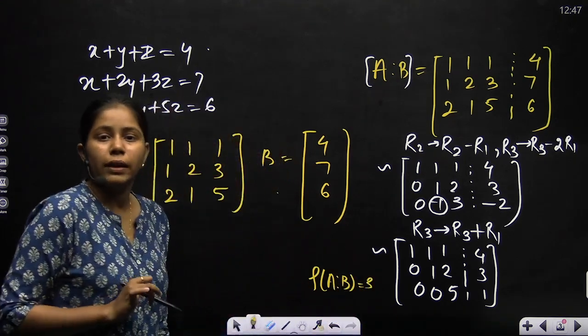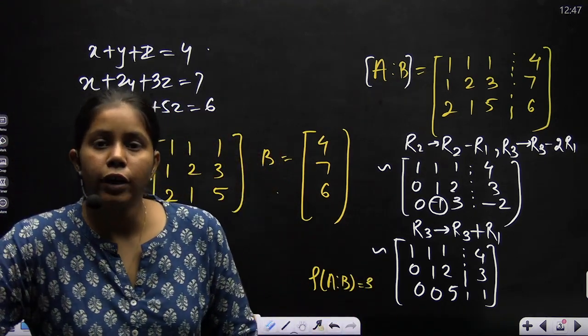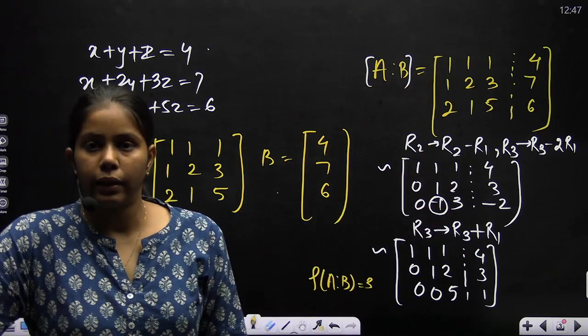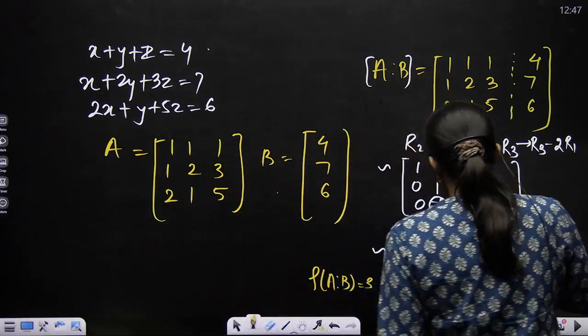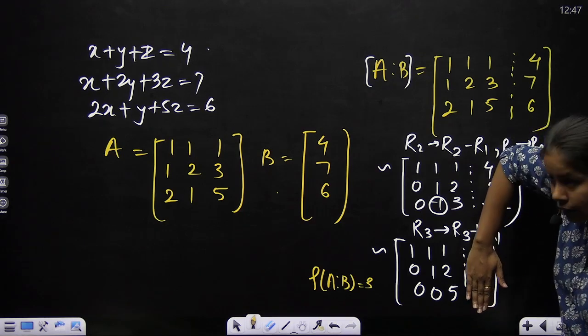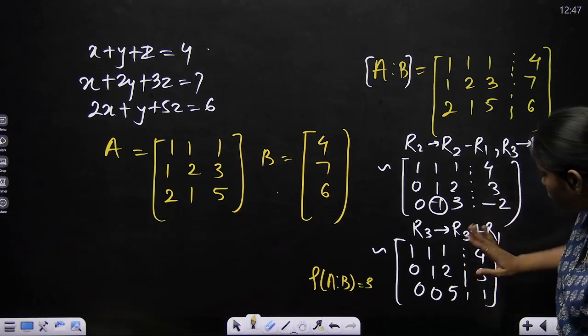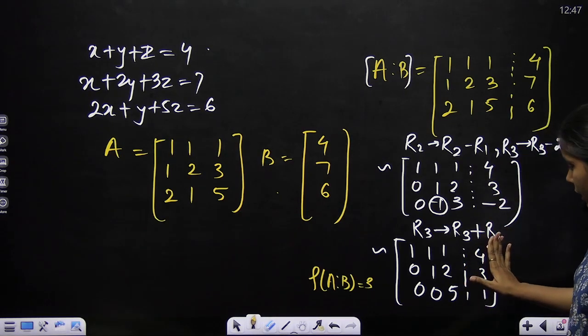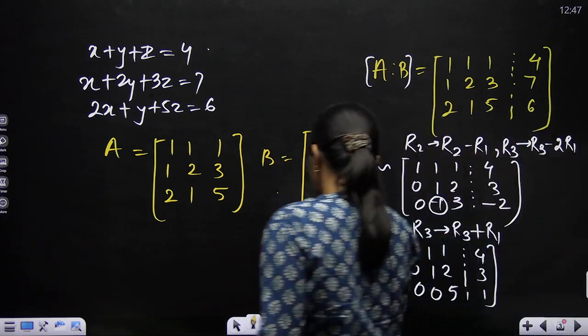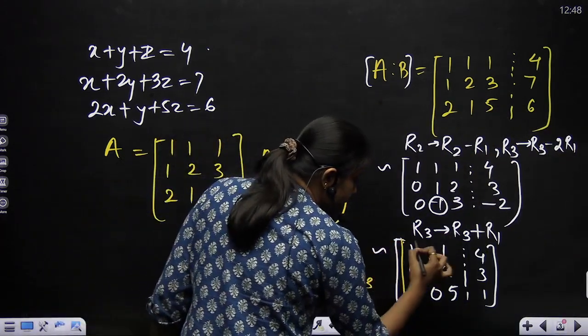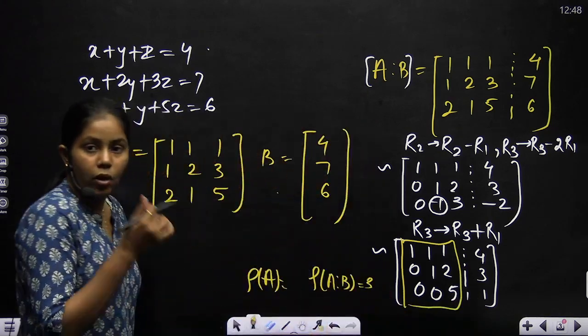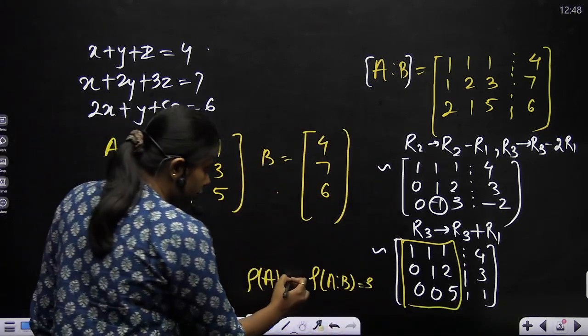Now I need to find out the rank of A. For the rank of A, do I need to row reduce the A matrix again? No. What you would do is just look at this matrix, leaving this right hand side vector B. You would not look at the B vector, and you would get the rank of A. How many non-zero rows? Rank of A is 3.